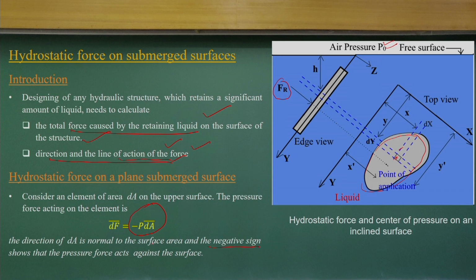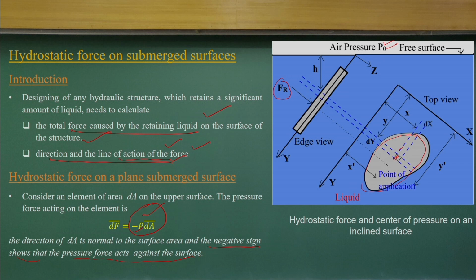That is the reason we use the negative sign: the pressure force acts against the surface, because surface normal vectors and pressures are in opposite directions. Because of that we use the negative sign. Otherwise, the pressure acting on this small area dA will be the force P into dA.